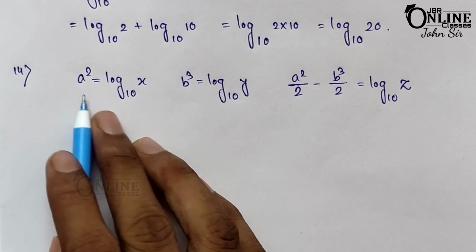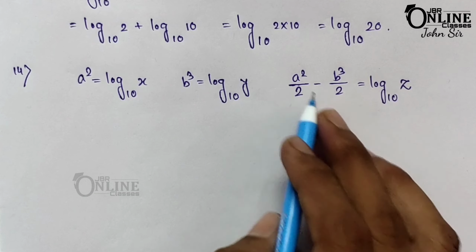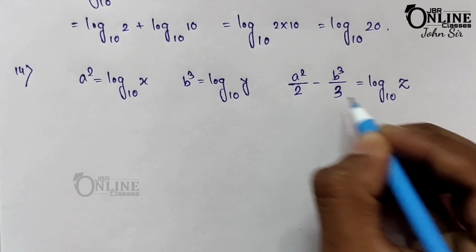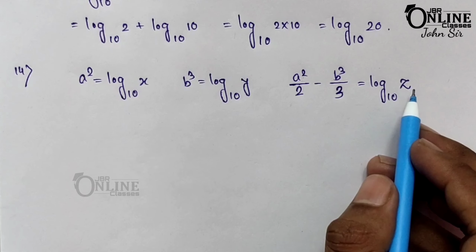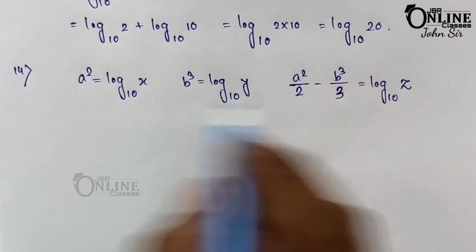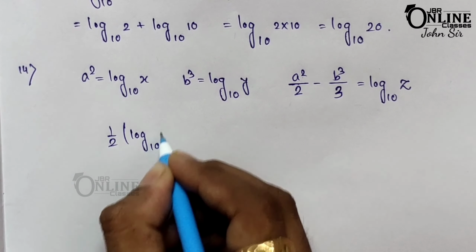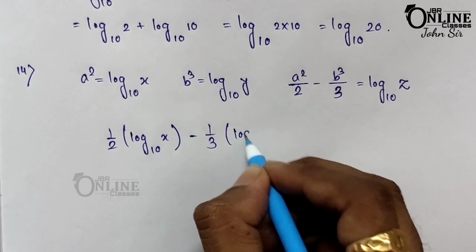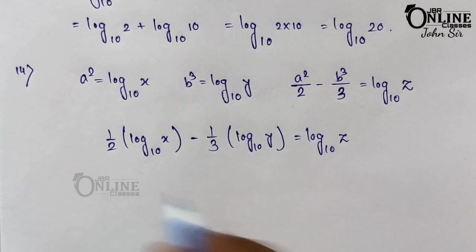Sum number 14. A square equals log 10x, b cube equals log 10y. Okay, and here a square by 2 minus b cube by 3 equals log 10z. Express z in terms of x and y. So as here a square by 2 and the value of a square equals log 10x, so that will be half into log 10x. Then minus 1 by 3, and b cube means log 10y, that equals log 10z.